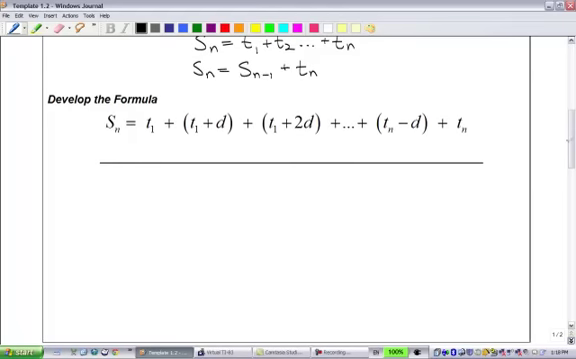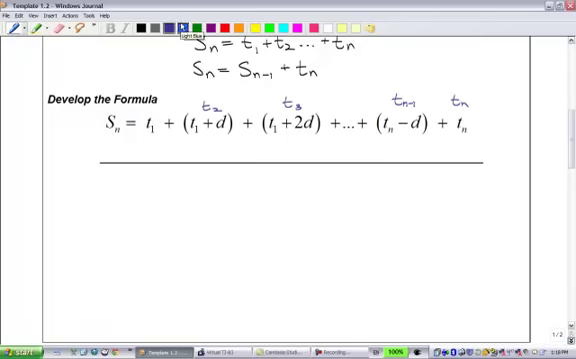This sum S_n is term 1 plus term 2, that's term 3, all the way up to term n minus 1 and term n. So term 1, if we notice, is term 1. Term 2 is term 1 plus d, that's basically just a definition of term 2. Term 3 is term 1 plus 2d, etc.